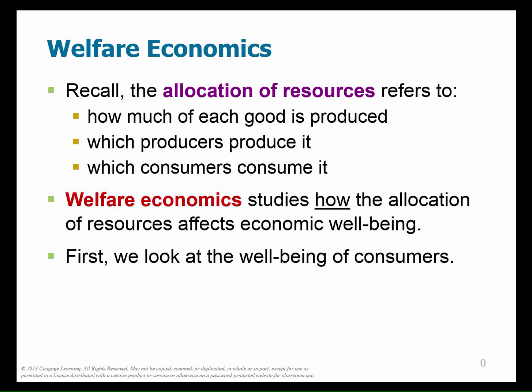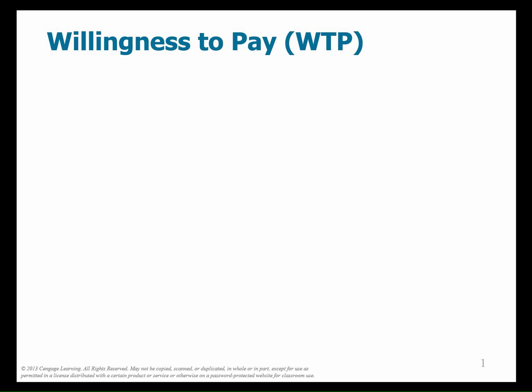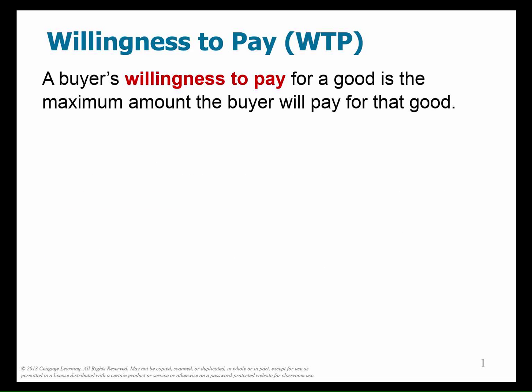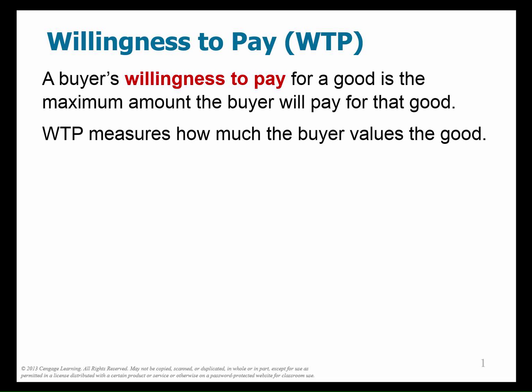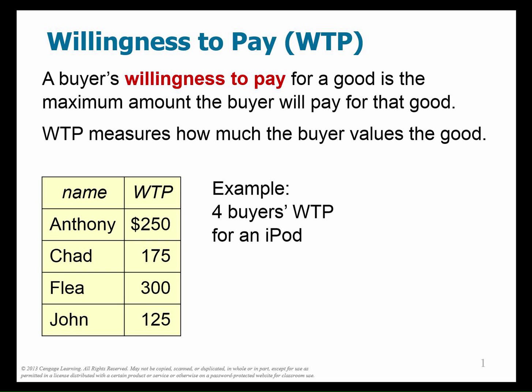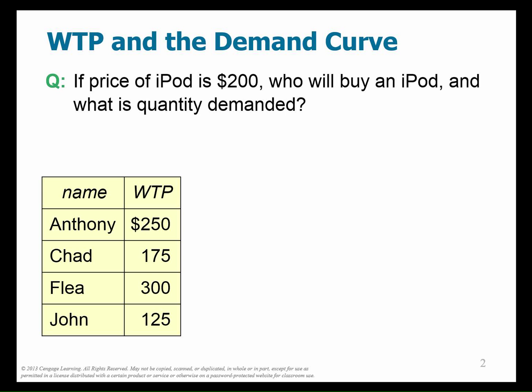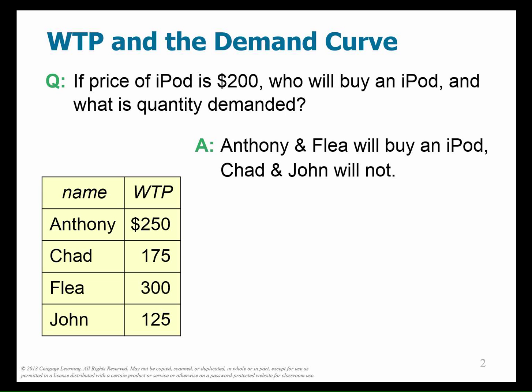First, we'll look at the well-being of the buyers, the consumers. So we have to think of this thing called willingness to pay, and basically it's the amount that a buyer is going to pay for that good. Imagine there are these four guys right here, and they have willingness to pay for an iPod. They differ. Not everybody values an iPod the same amount. If the price of the iPod is $200, who will buy it?